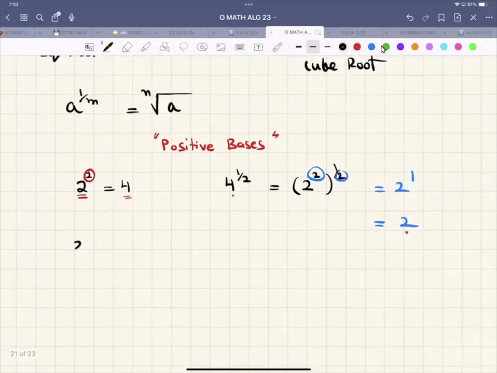Similarly, if I write 2 raised to power of 3 is 8, therefore the cube root of 8, we know it's 2, but I'll write it in the index form: 2 raised to power of 3 raised to power of 1/3. So this 3 and 1/3 will multiply. This is 2 raised to power of 1, which is 2.